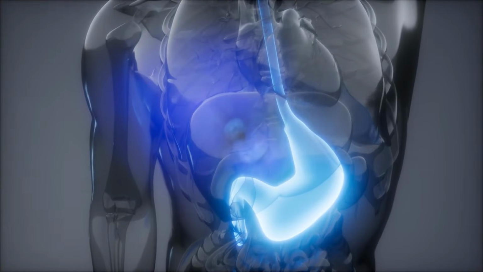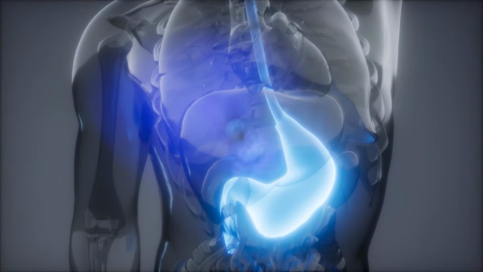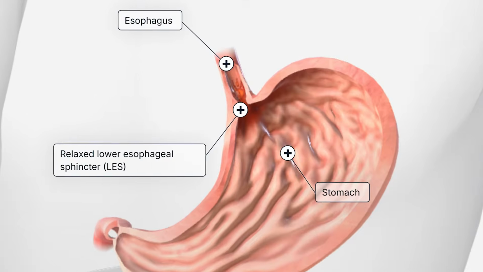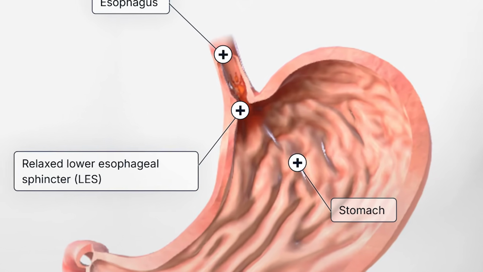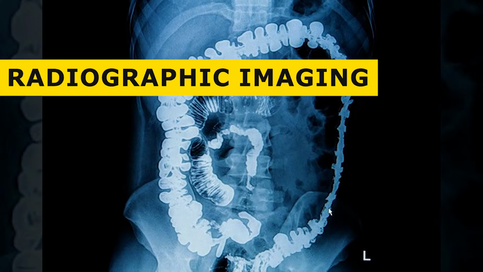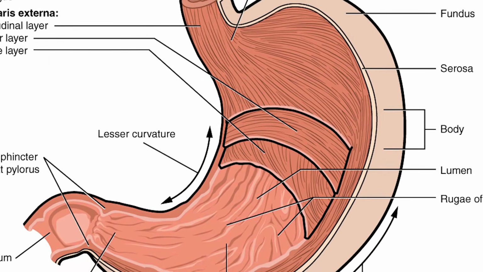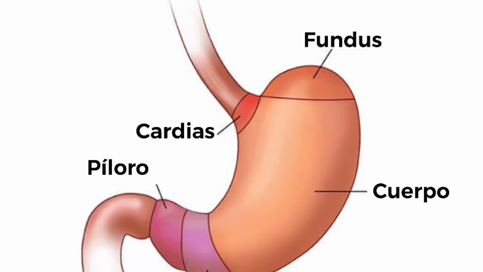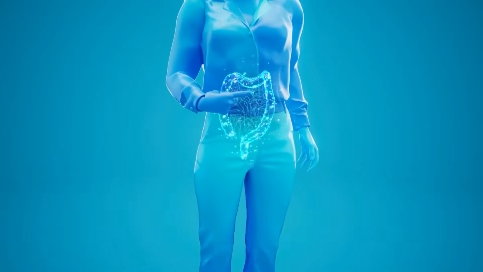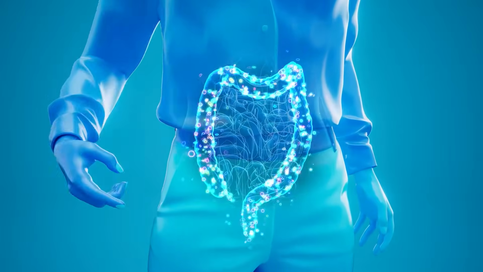The fundus is the dome-shaped superior portion of the stomach, which lies above the level of the cardia. It often contains a gas bubble that is visible on radiographic imaging. The body, or corpus, is the central and largest region of the stomach, primarily involved in the storage and mechanical digestion of ingested food through churning movements.